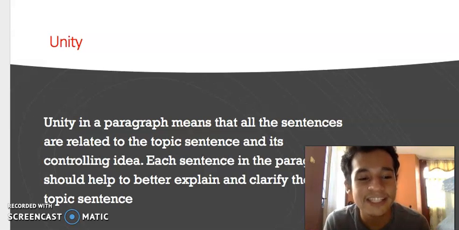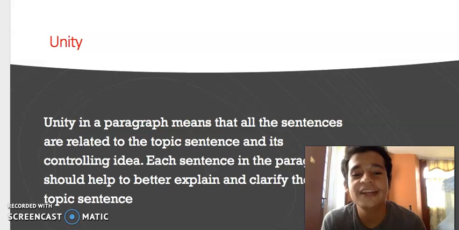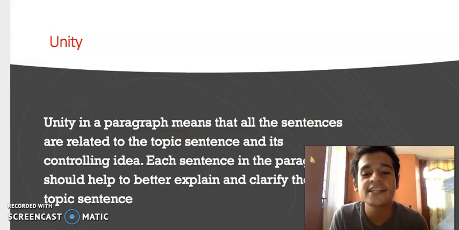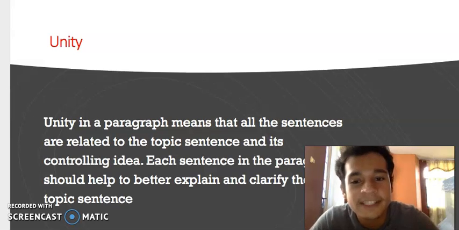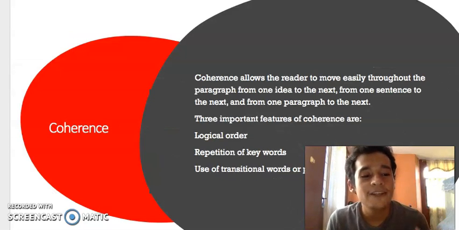So unity is another feature of good writing. What is unity? Unity in a paragraph means that all sentences are related to the topic sentence and its controlling idea. Each sentence in the paragraph should help to better explain and clarify the topic sentence. Okay? And the last feature of good writing is coherence.